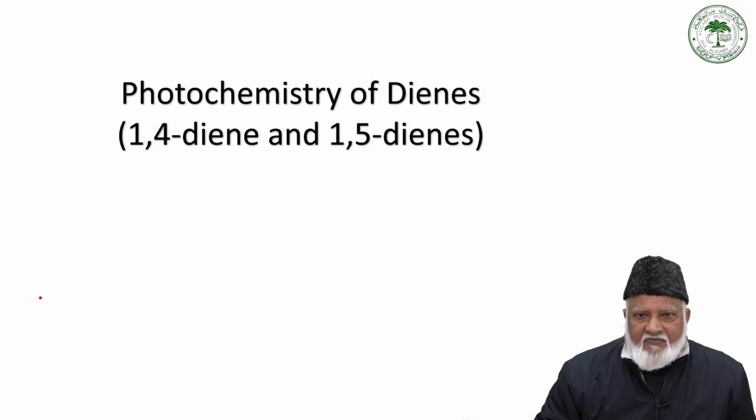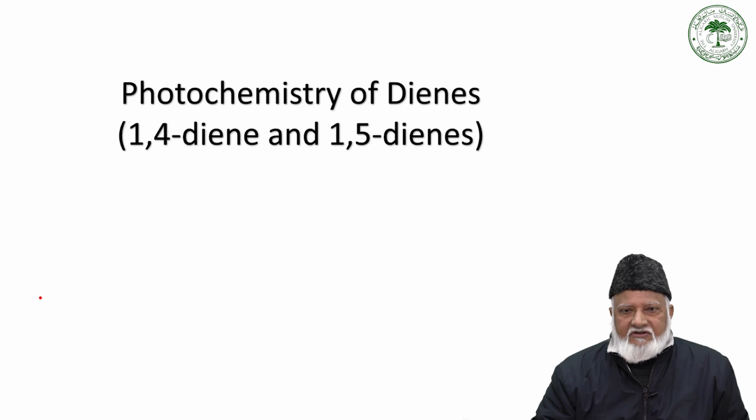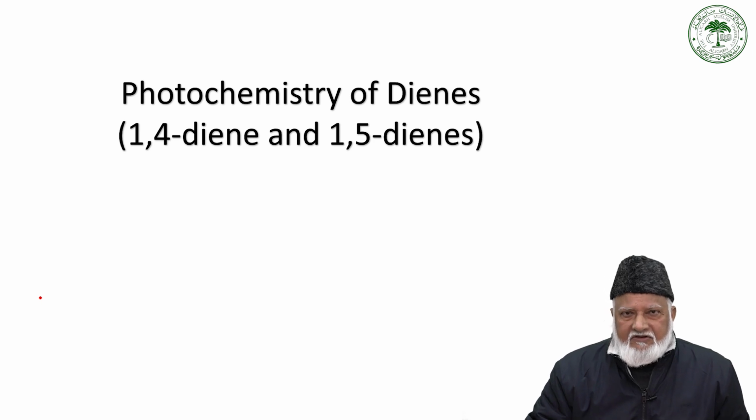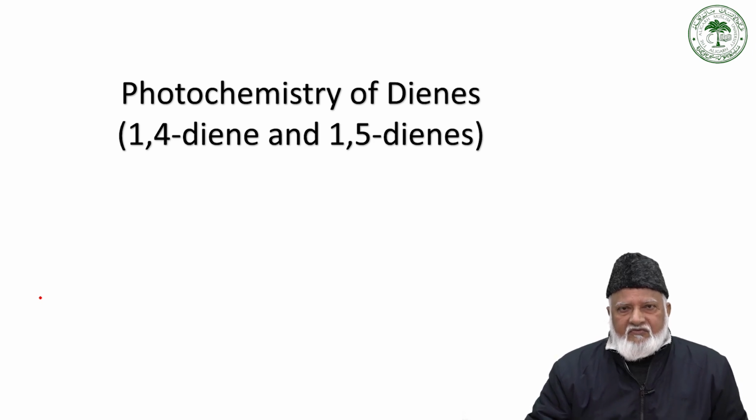Hello, this is the third lecture in this series on photochemistry. In the earlier two lectures, we talked about the basic principles involved in photochemistry in the first one, and in the second lecture, we discussed the photochemistry of a few representative organic molecules such as alkenes.